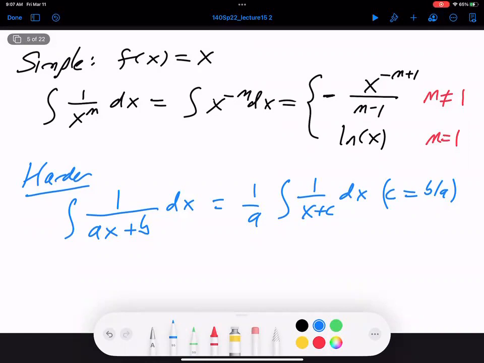So again, I'm just trying to make things as easy as possible for myself. I could, of course, just do things more generally. I could do u substitution. I could let u equal ax plus b. What would du dx be?